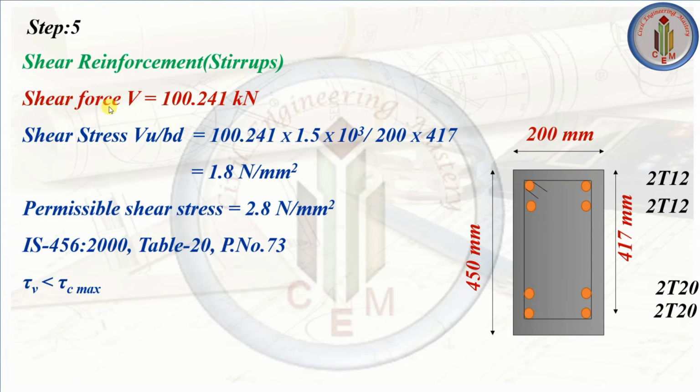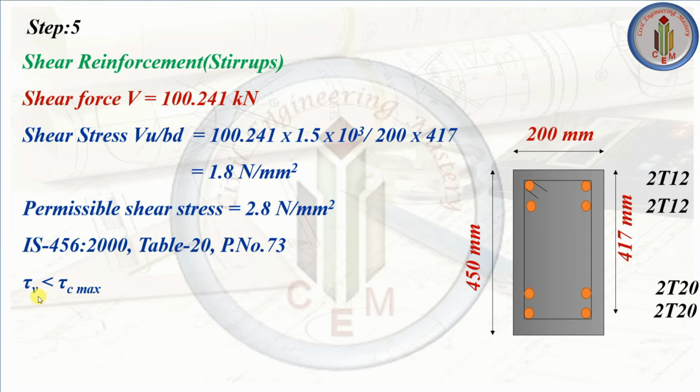We know the shear force value from STAAD, that is 100.241 kilonewton. First we need to find the shear stress, which is Vu by bd. So shear force multiplied by factor of safety divided by bd. We get 1.8 Newton per square millimeter. The permissible shear stress is 2.8 Newton per square millimeter. This is from IS 456 table 20, page number 73.